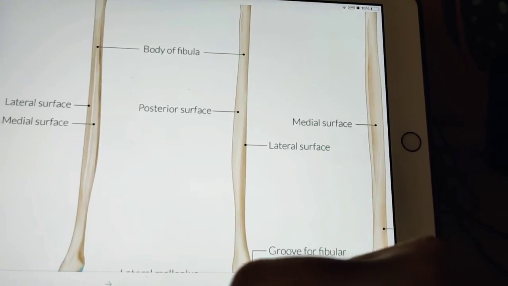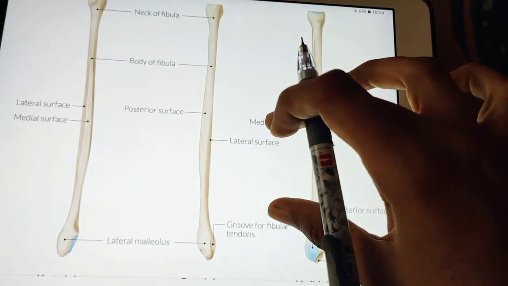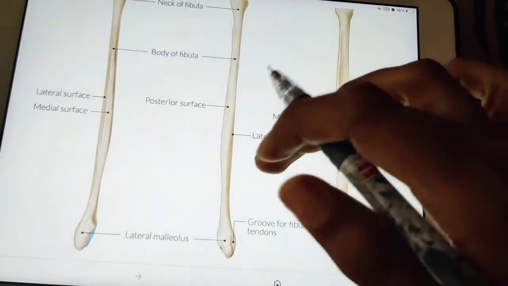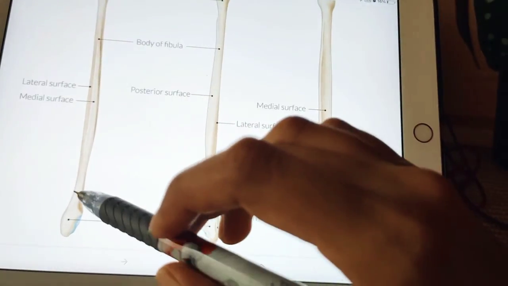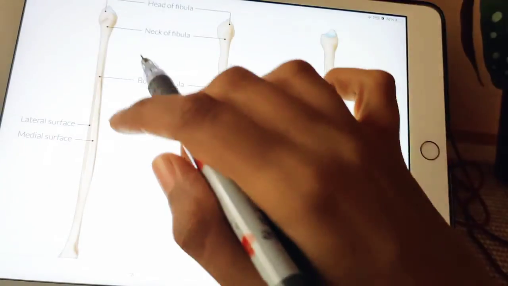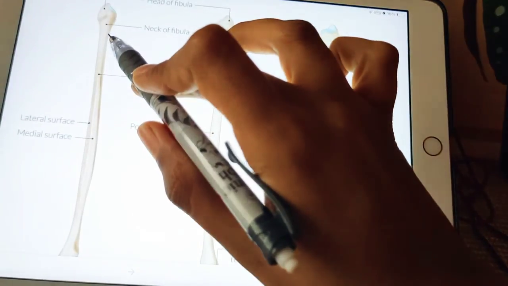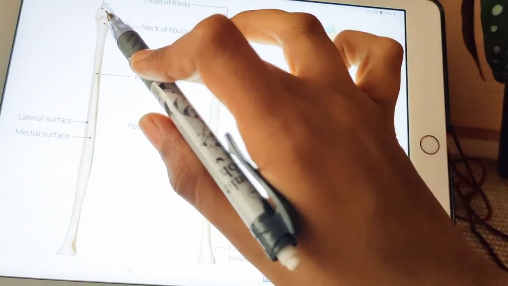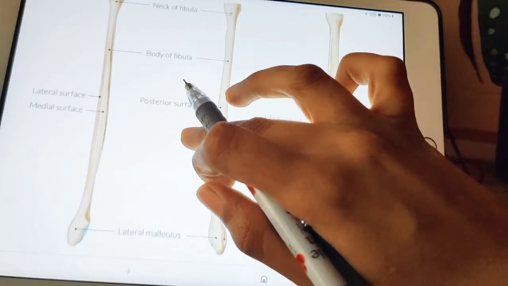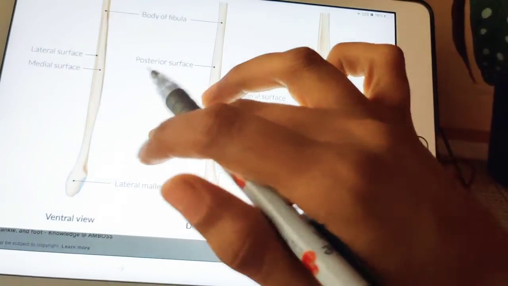So 3 borders, 3 surfaces. Now let us look at each border in detail. First, coming to anterior border, it begins just below the anterior aspect of head. So just below the anterior aspect of head begins the anterior border here, okay. And at its lower end it divides into enclosed and elongated triangular area.